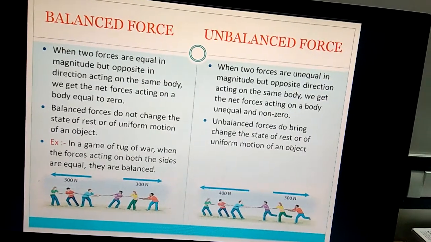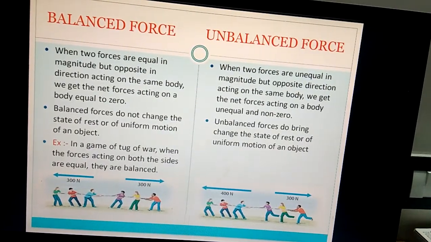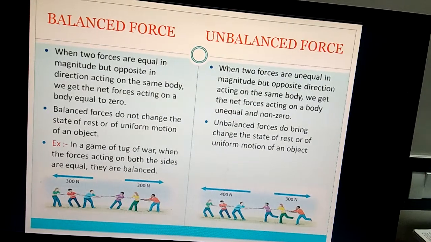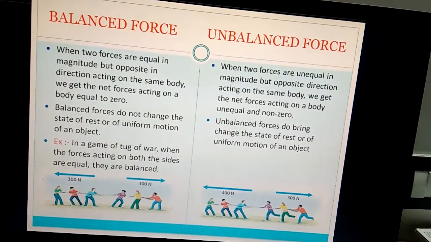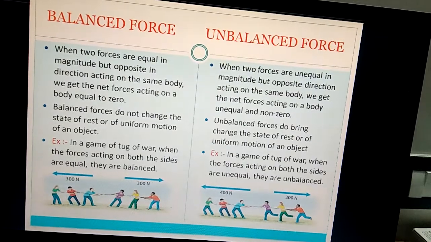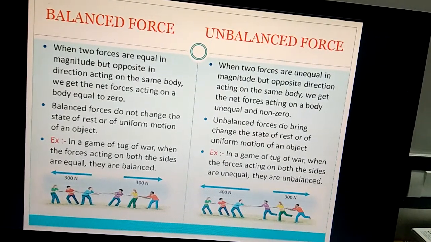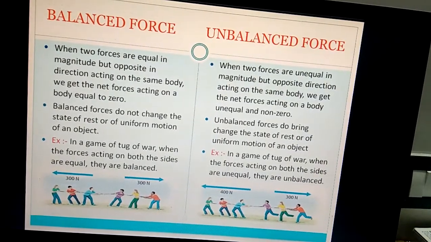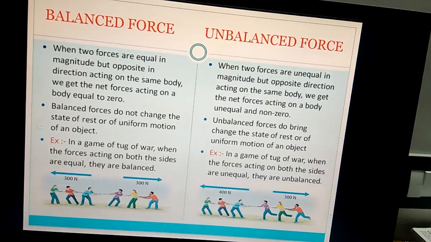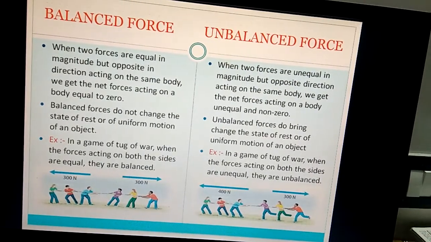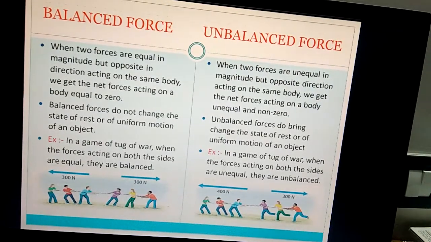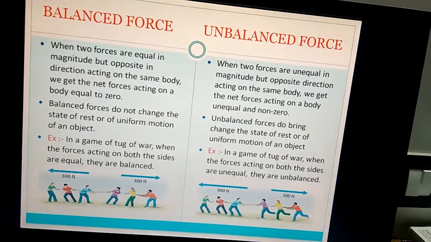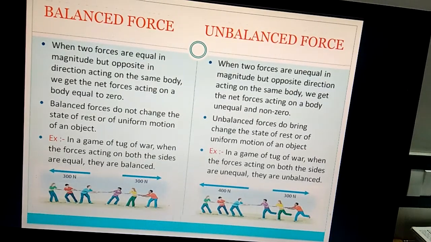Now let's discuss the example once again. You can see the example here in the tug of war. When the forces acting on both sides are equal, they are called balanced forces and the object is not moving. When we talk about unbalanced force in the game of tug of war, when the forces acting on both sides are unequal, this is called unbalanced force, and the object, that is the rope, is definitely going to move to the side where the force acting is greater.